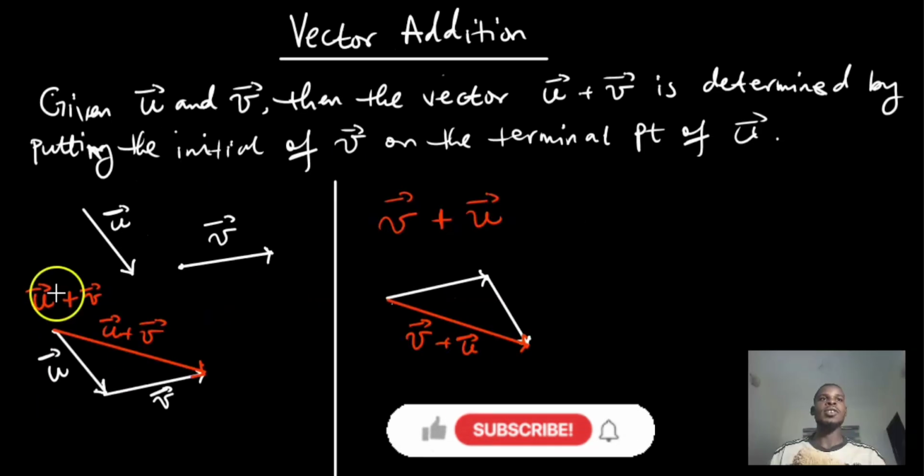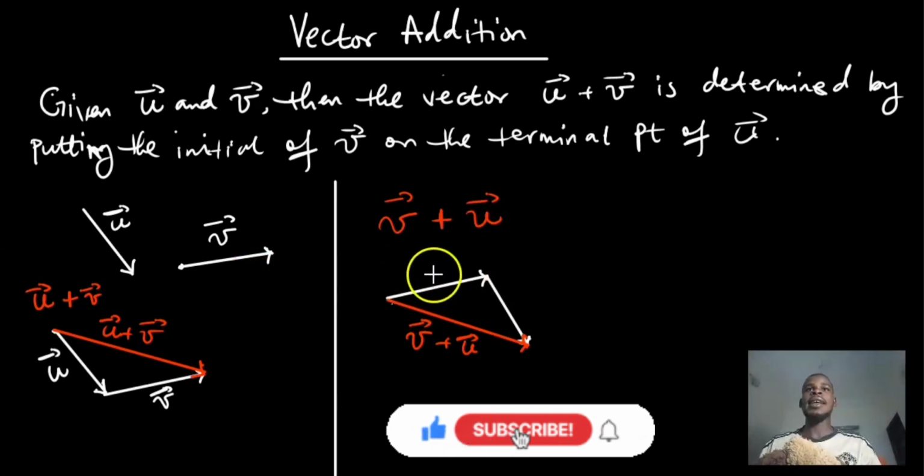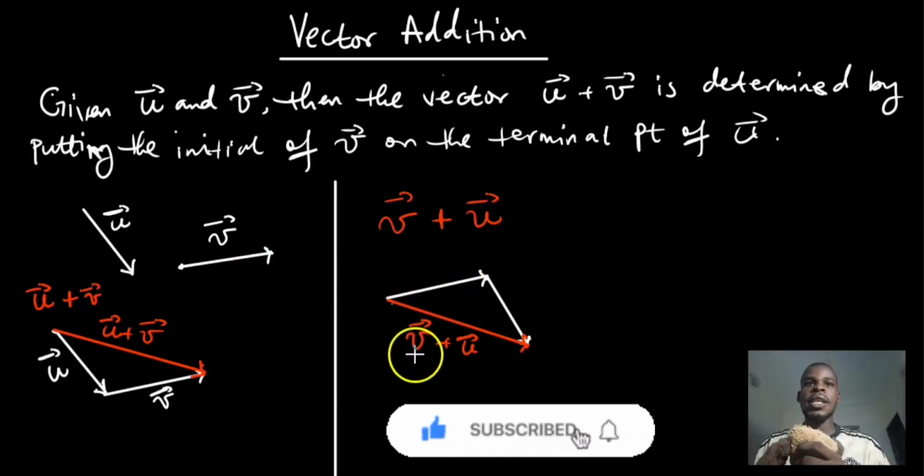You may ask, what about vector subtraction? Well, for us to do that, we need to first of all look at multiplication of a vector by a scalar. Okay, all right.